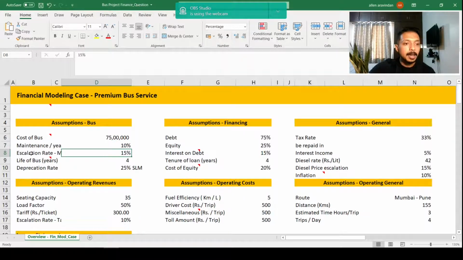Now here we've taken an escalation rate. Escalation rate basically means by how much percentage this cost of maintenance will increase year on year. That's 15%. The life of the bus we've assumed as 4 years for simplification purposes, because we just want to complete a model as short as possible, and you really don't want to make a 10 year model. It doesn't make sense. Depreciation rate we have assumed as 25%, so it's equal linear depreciation. In the real world it might be a little different, based on which part of the world you are in and which accounting principle you're following. But for now, we assume it's the 25% straight line method.